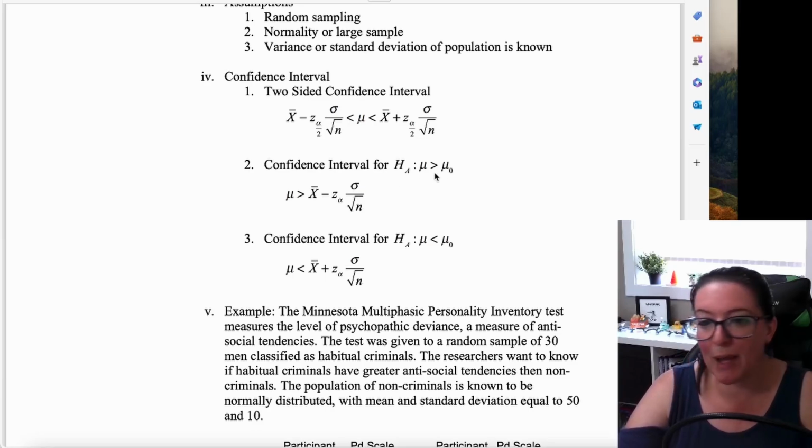So if your alternative hypothesis is that mu is greater than 15, then we would look at a confidence interval that was also one-sided, where we have mu here being greater than, and then we calculate that part of the confidence interval. If the alternative is mu is less than a number, like less than 15, then your confidence interval is also going to be one-sided here, where we have mu is less than, and then you calculate that upper bound to that confidence interval.